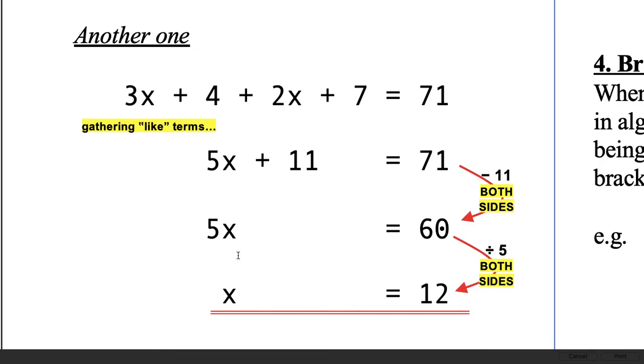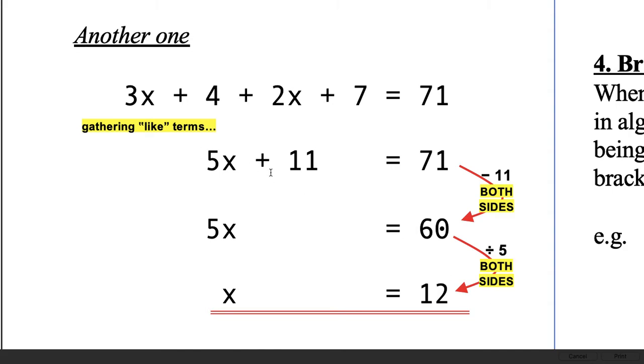And then I don't want to know what 5x's are. I want to know what 1x is on its own. So I divide everything by 5. But because an equation is like a balance, you need to do exactly the same to both sides. So I've divided both sides by 5 to give me x equals 12. You'll notice how I keep saying the same things. That's just to try and get the routine to stick in your head.